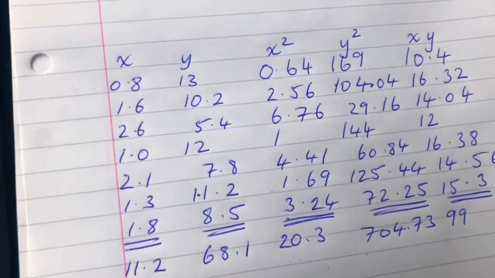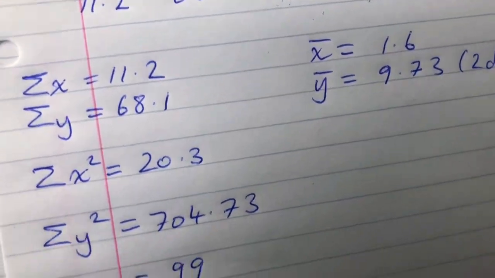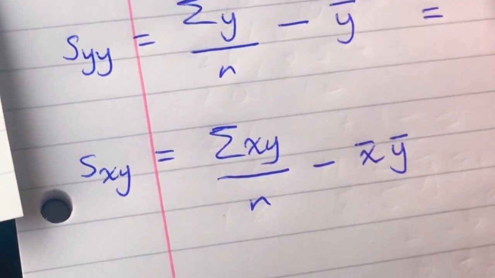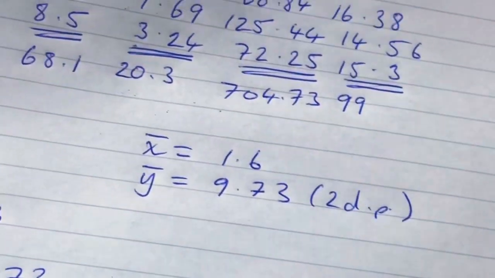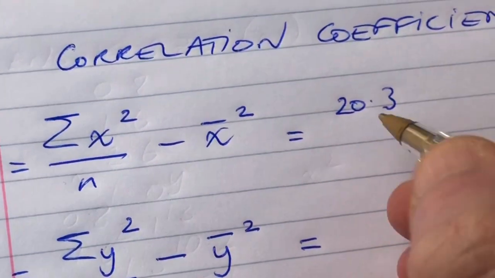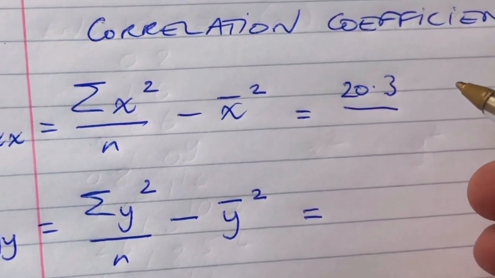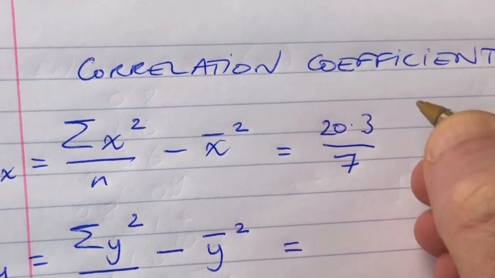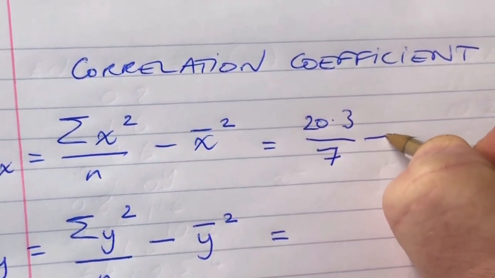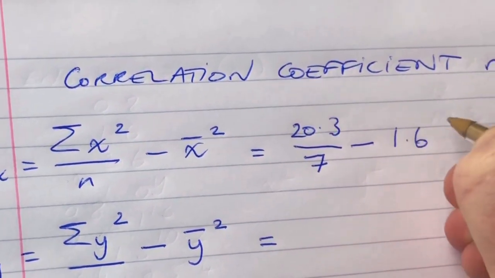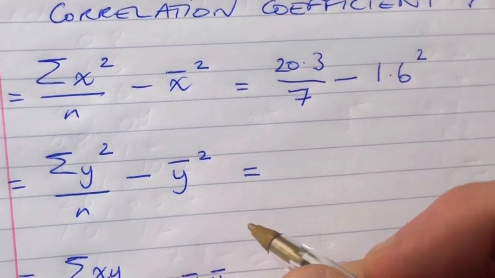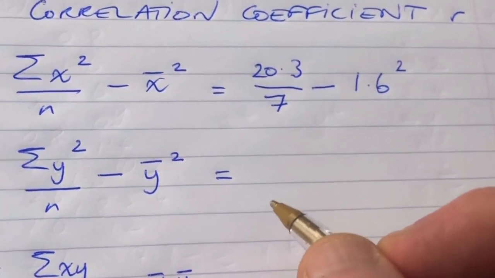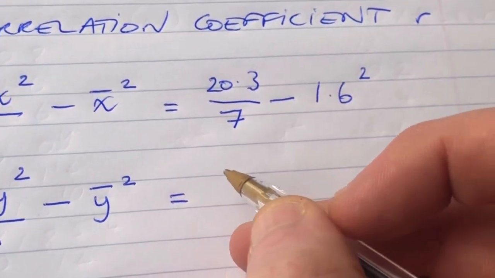And to work out SXX, which is, as I've just said, the variance of the x's, it is sigma x squared, which is 20.3, divided by n, which is just the number of pairs of items of data. So we're doing 7 pairs, and then take away the square of the mean of the x's, which is 1.6 squared. So that's all you do. The formulas may look complicated, but we've used them before in standard deviation, and if you're careful, you'll be fine.